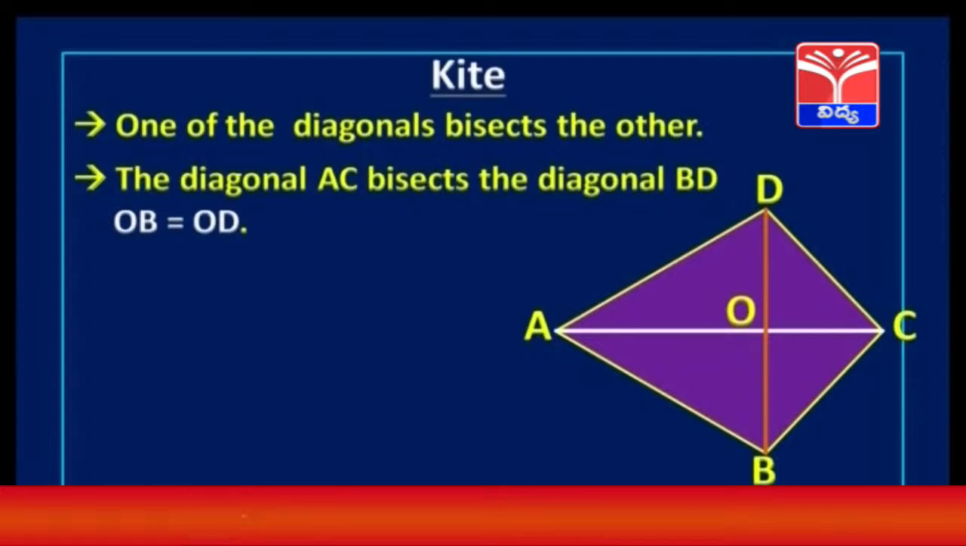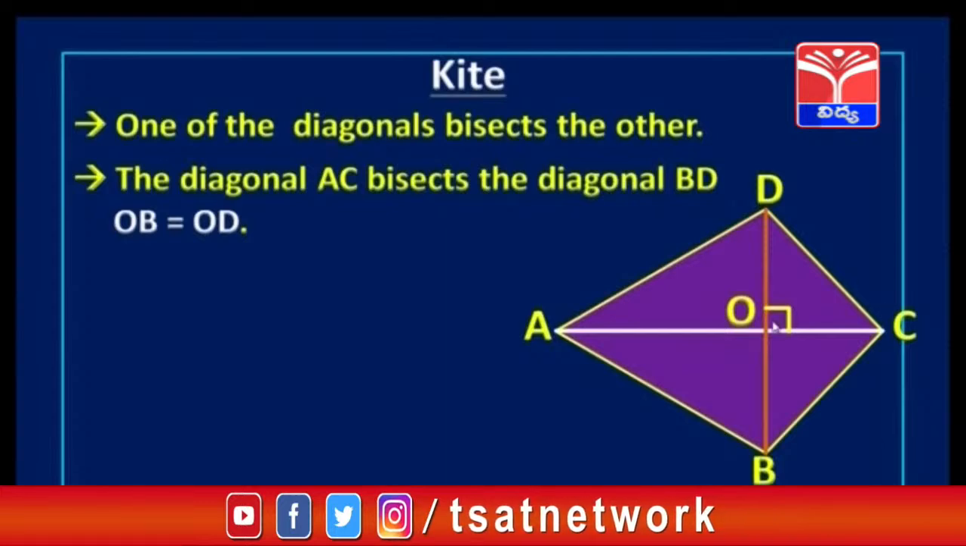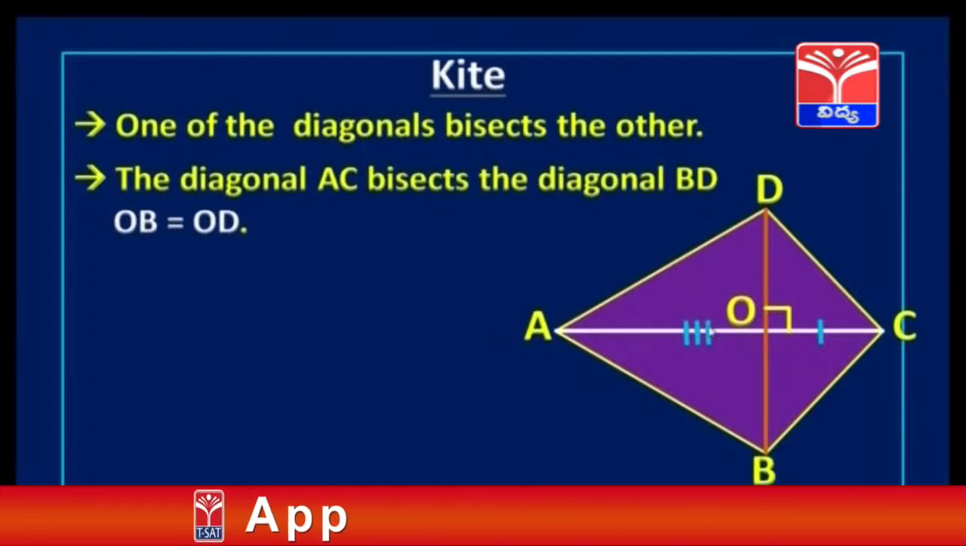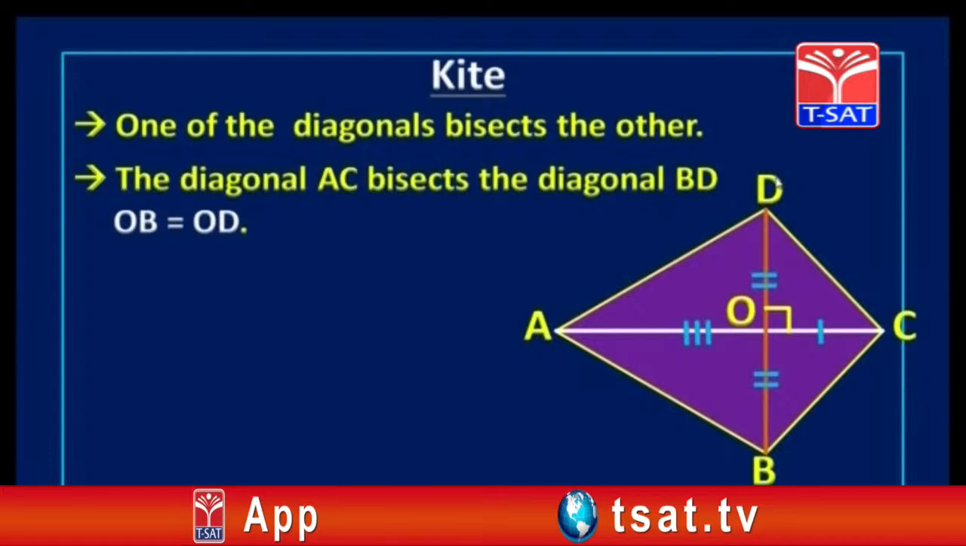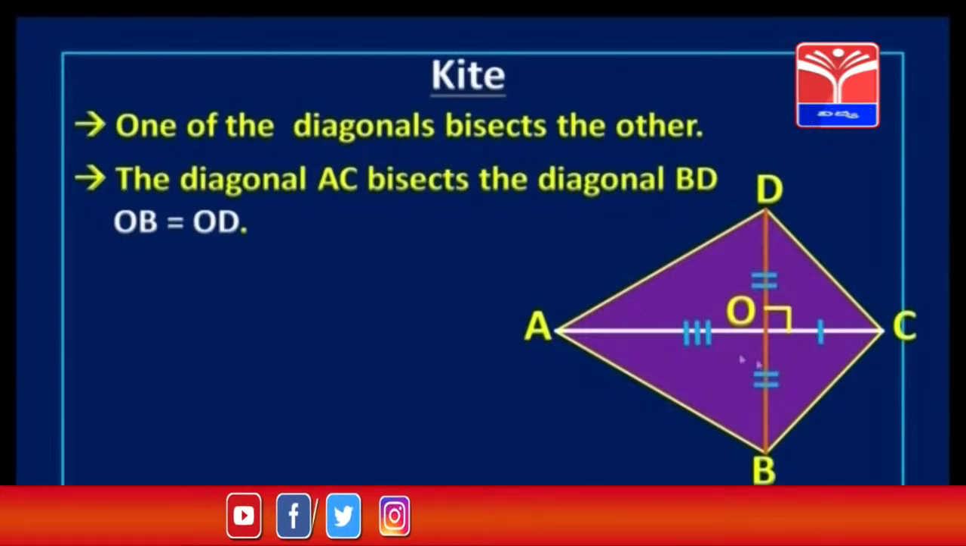And the point of intersection of the diagonals is taken as O and they are perpendicular to each other. You can see it with the symbol here. Next, this OC is not equal to OA, but OB is equal to OD. So what is this AC doing, children? Yes, AC is bisecting BD, means one diagonal is bisecting the other.